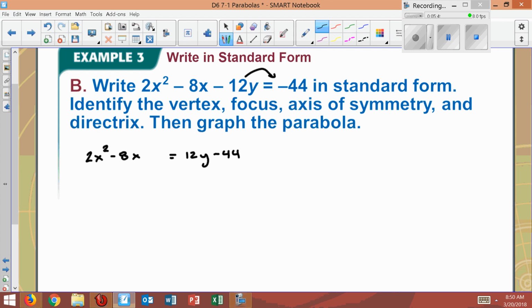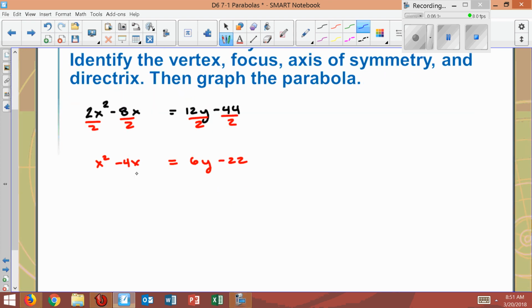Next, I check to see if I have a coefficient in front of x squared. I do. It's 2. So I'm going to divide everything by 2 before I begin. So I'm actually going to begin with x squared minus 4x blank equals 6y minus 22. From here, I take my b, I divide it by 2. So negative 4 divided by 2 is negative 2, and then I square that to get my c value. Negative 2 times negative 2 is positive 4. So positive 4 goes on both sides.